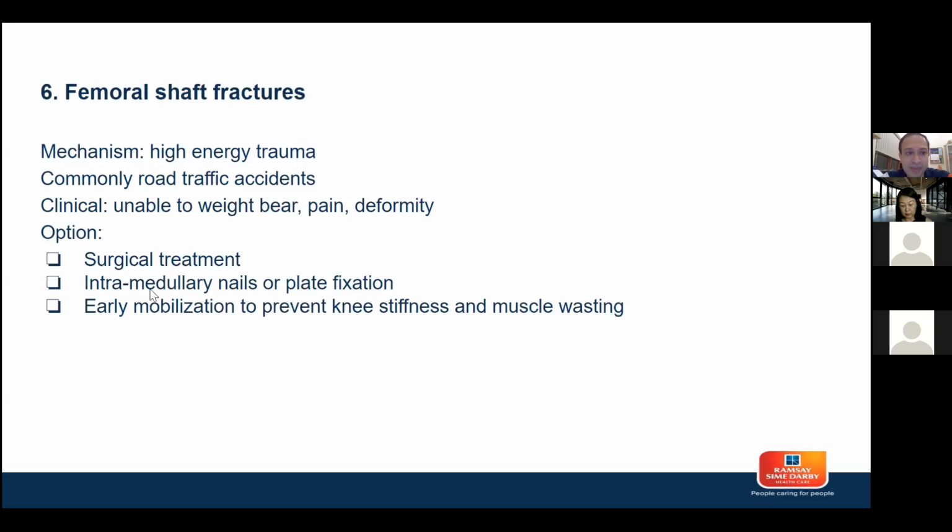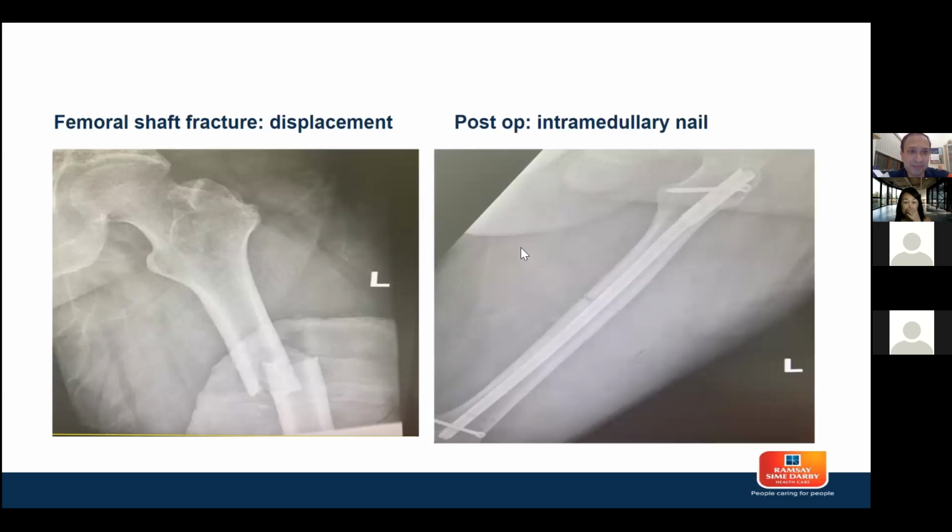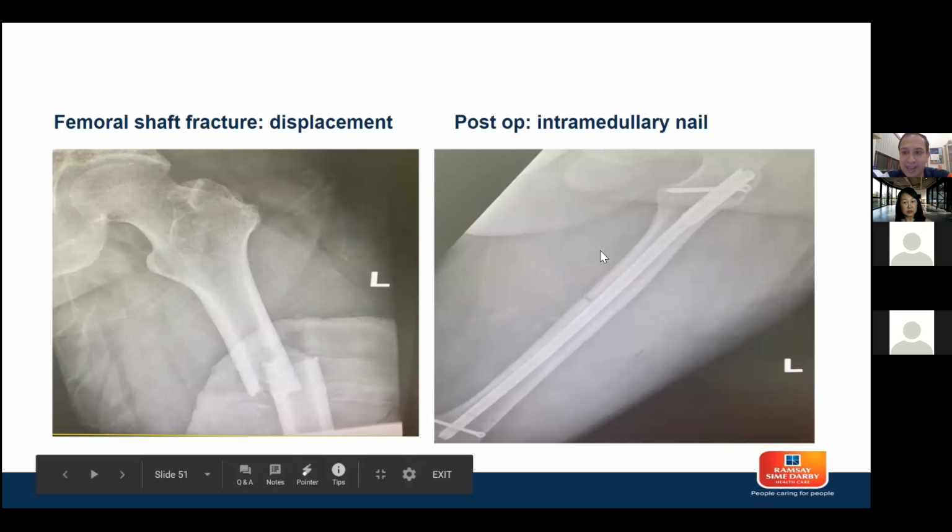The common debate is whether you use nails or plates to fix it. However, the main aim for any fixation would be early mobilization. Get the patient up and moving as soon as possible, prevent knee stiffness, and prevent muscle wasting. So whichever method of treatment you use, the aim is to get them mobilizing early. So for this femoral shaft, this is a displaced fracture. All of them displaced, none of them will stay in place. And this was also treated with an intramedullary nail, similar to the humerus earlier.